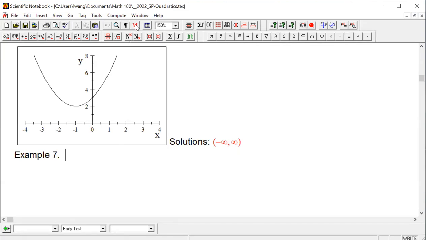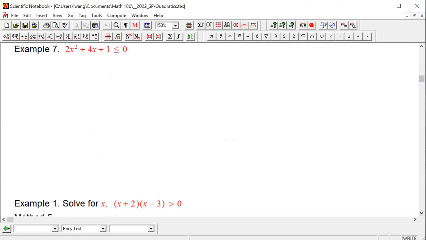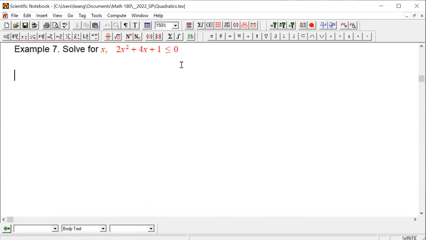Example number 7 is 2x squared plus 4x plus 1. I'm going to make it less than or equal to 0. So I took a question from the homework and tweaked it a little bit. On the homework it is larger than or equal to 0, but here I make it less than or equal to 0. So I tweaked it.